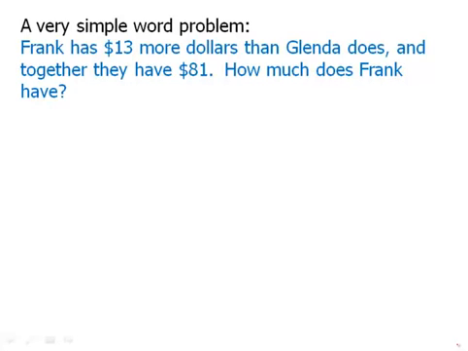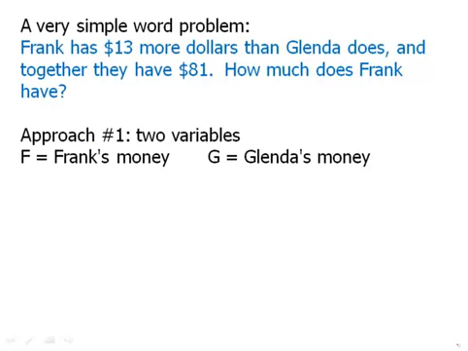So first of all, we're going to start approaching this just with two variables. The obvious choices are F and G for Frank's money and Glenda's money. Frank has, so F equals 13 more than Glenda. F equals G plus 13. And then, of course, their sum is 81. Those are our two equations.